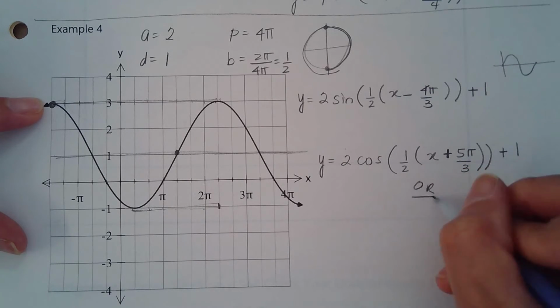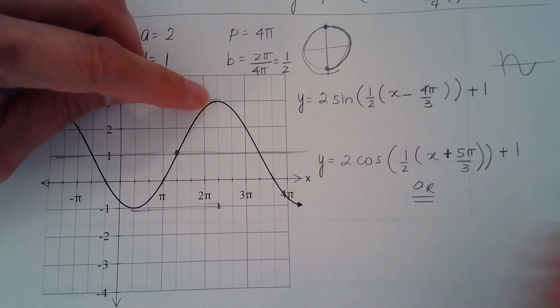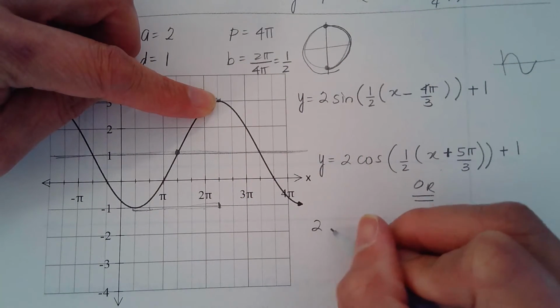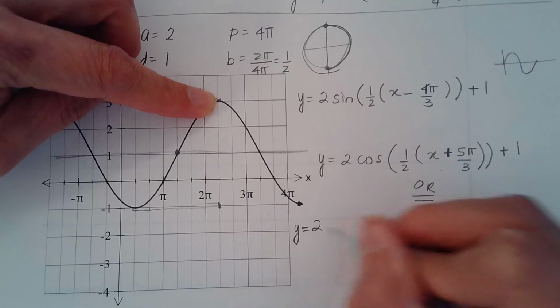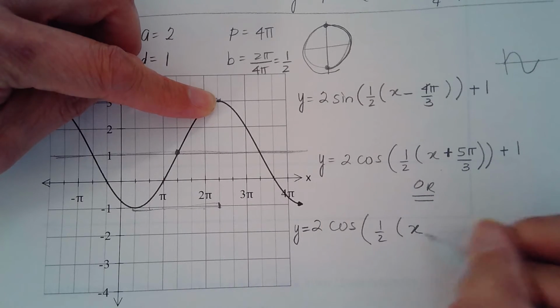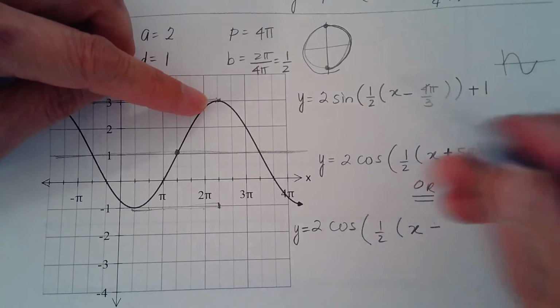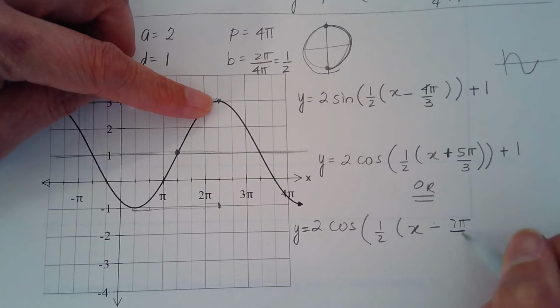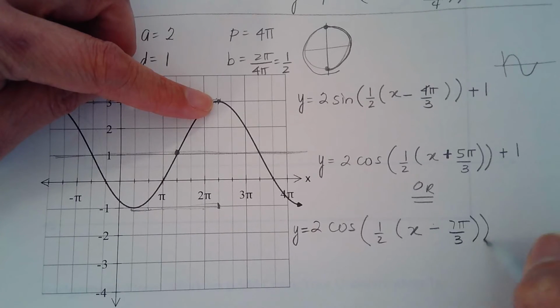Or, what's the other one? What if we start over here? y equals 2 cos 1/2 brackets x minus, what is this one? 7 pi over 3, brackets, plus 1.